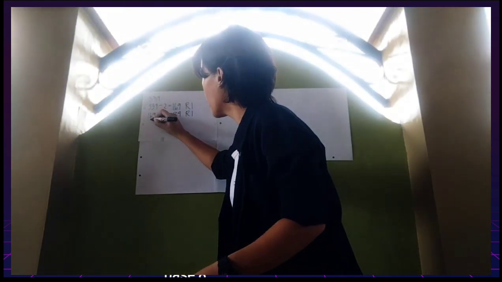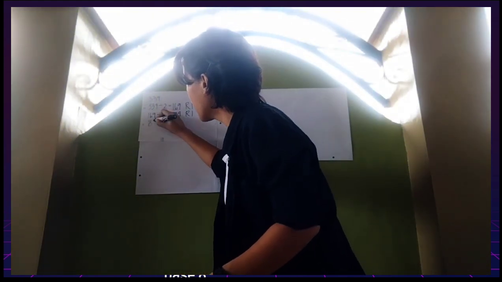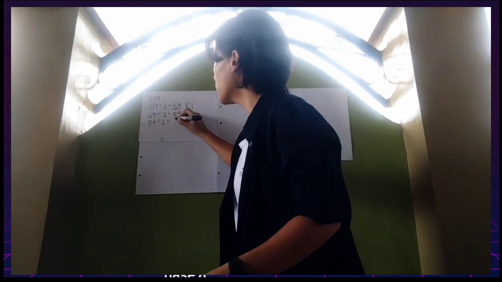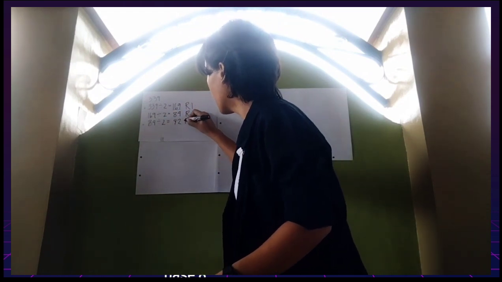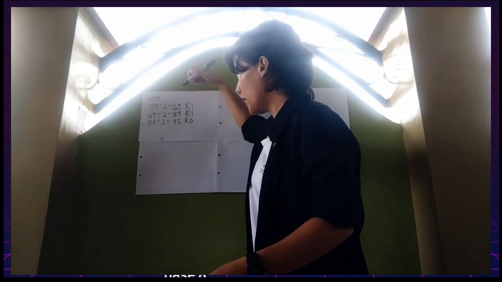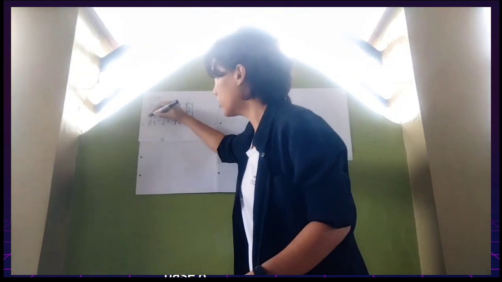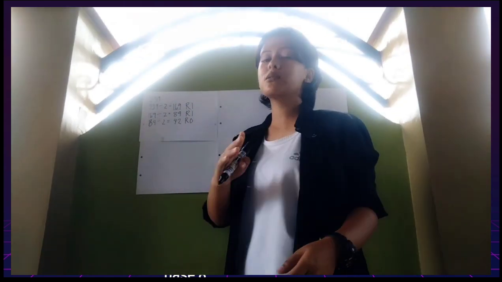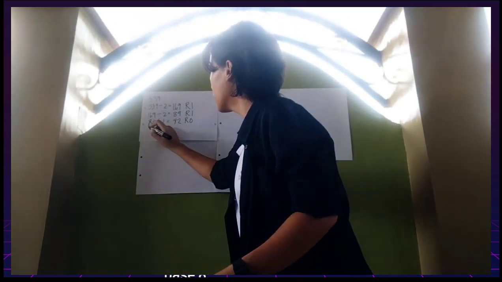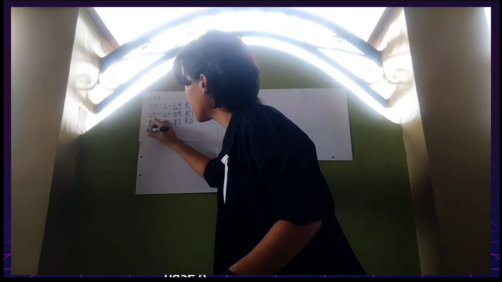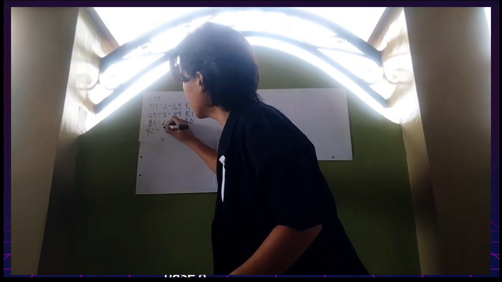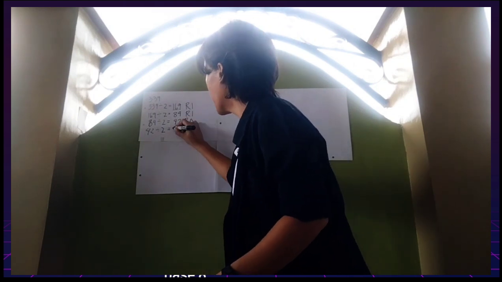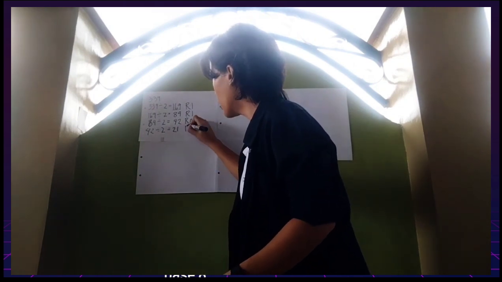Then copy the 84 and divide it by 2. Then the answer would be 42 with the remainder of 0, because if we divide 84 by 2, the answer would be 42. There is no decimal or remainder. Then copy the 42 and divide it by 2. The answer would be 21 with the remainder of 0.